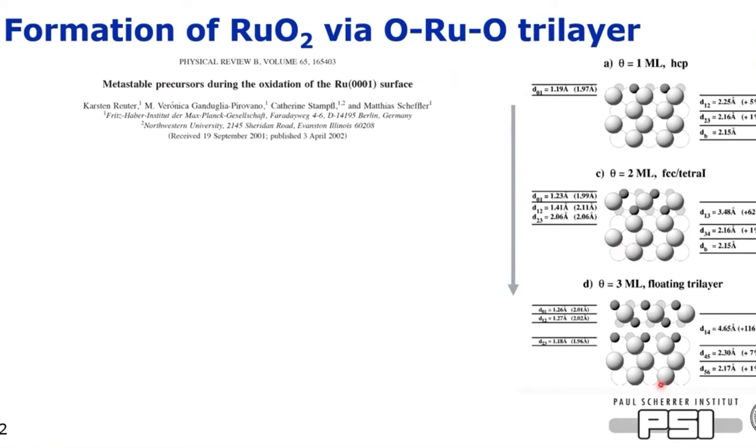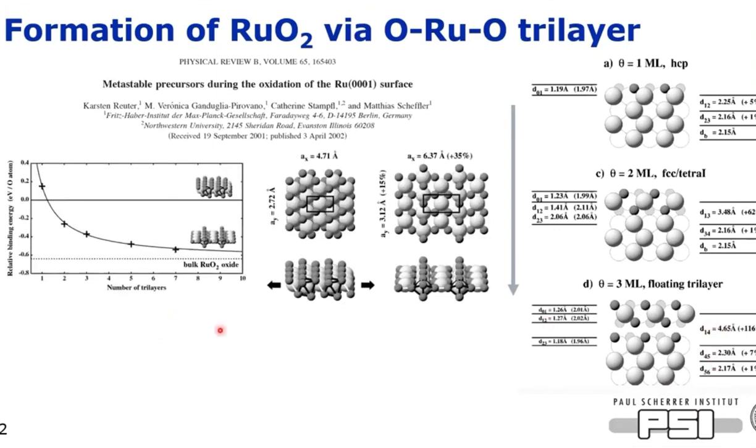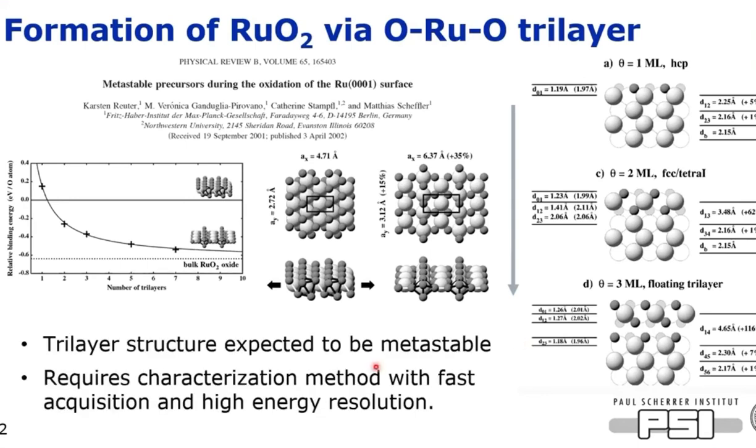Further oxidation actually leads to this trilayer being detached from the substrate, what's called a floating trilayer. And if you have enough of these trilayers stacked on top of each other, you then form this rutile phase. So unfortunately, this trilayer structure is expected to be metastable, which means that in order to fully characterize it, we need a very fast acquisition as well as high energy resolution. There have been thermal desorption spectra to try to characterize these trilayers, but obtaining XPS has been rather difficult.